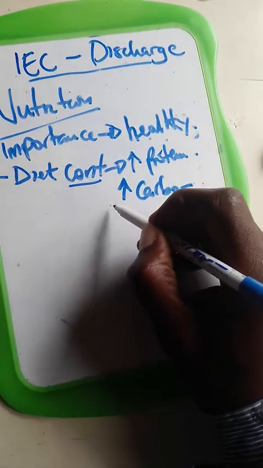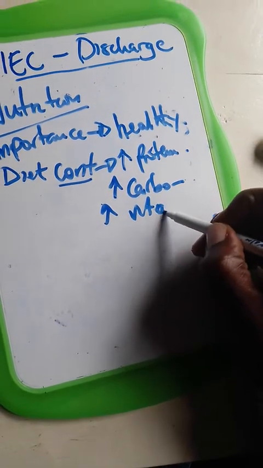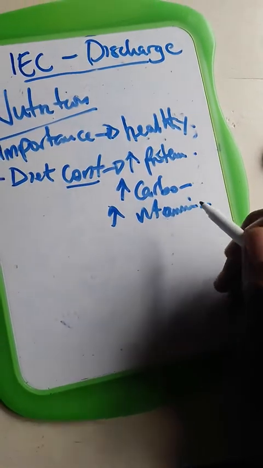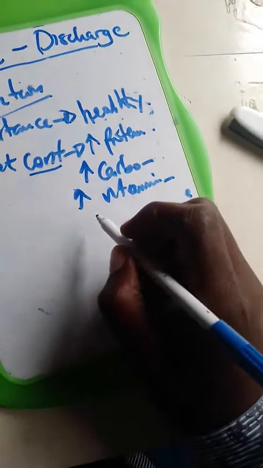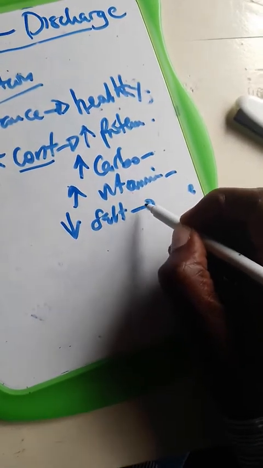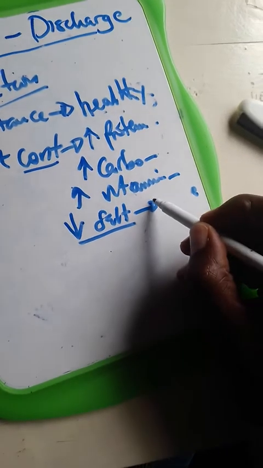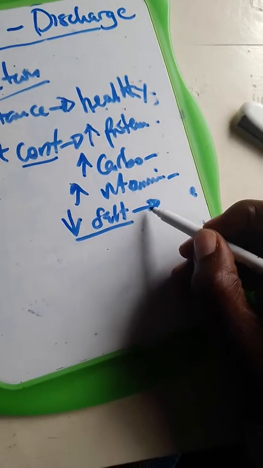Then if they have to eat a high vitamin diet, you need to explain why they should have a high vitamin diet, because this will boost their immunity. Then if they have to eat a low salt diet, you need to explain why they should not have foods that contain high salt, because high salt means they'll have water retention. So you need to explain to them.